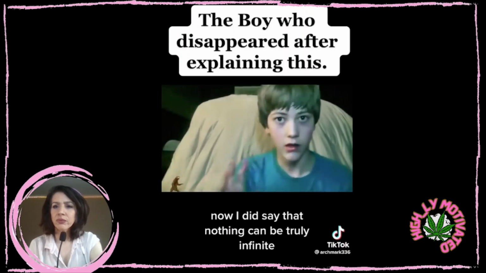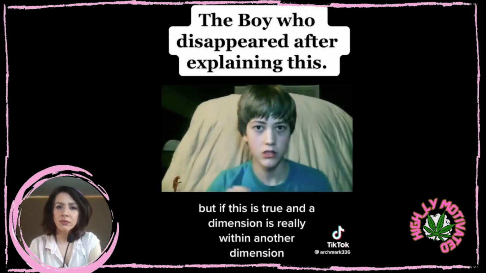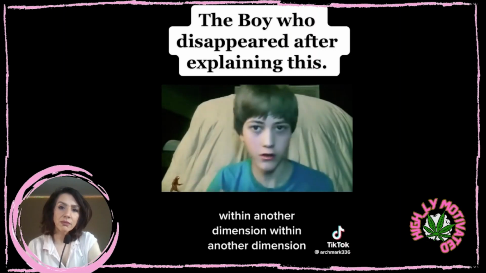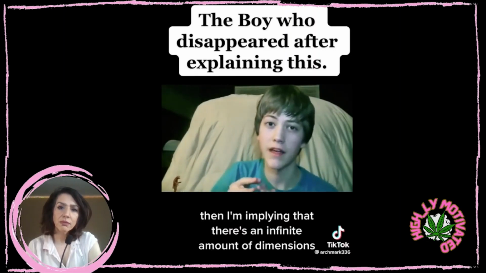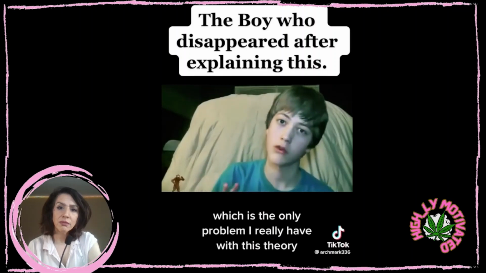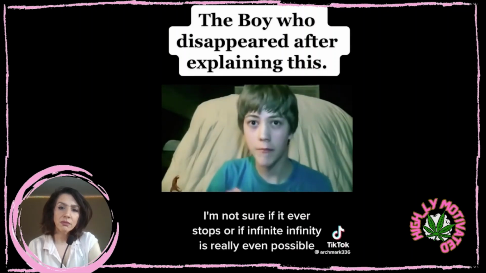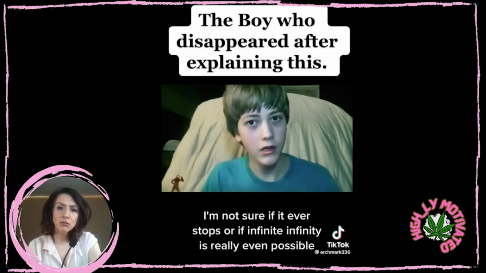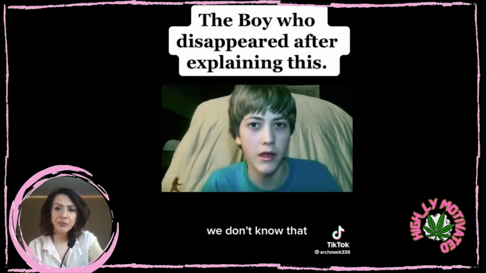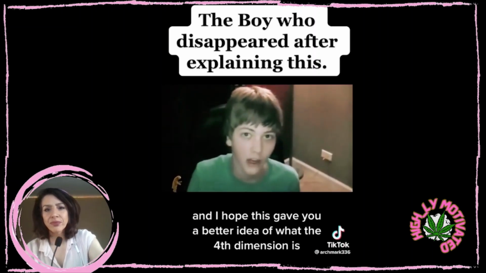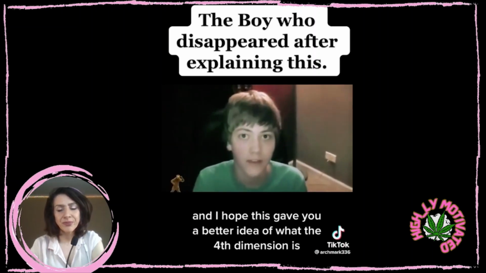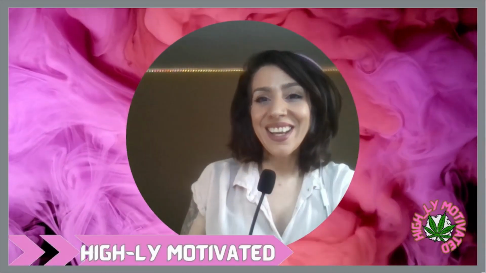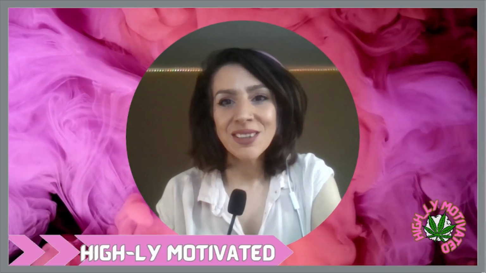Now, I did say that nothing can be truly infinite, but if this is true, and a dimension is really within another dimension, within another dimension, within another dimension, then I'm implying that there's an infinite amount of dimensions, which is the only problem I really have with this theory. I'm not sure if it ever stops, or if infinity is really even possible. We don't know that. Thanks for watching my video, and I hope this gave you a better idea of what the fourth dimension is.